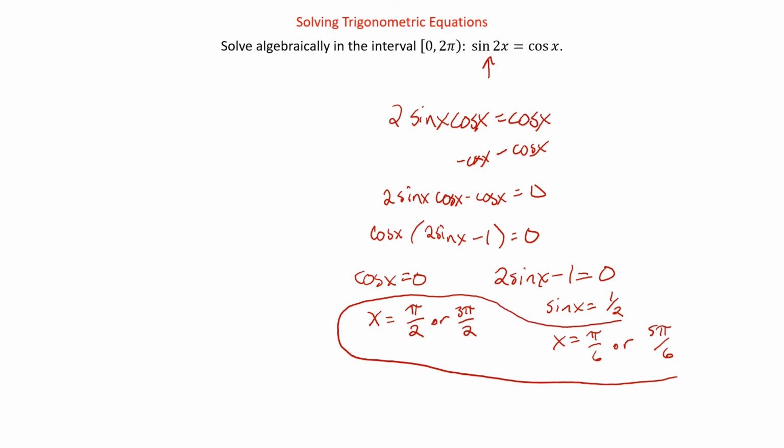It's always a good idea to check your answers using a graph. See if your answers make sense. You're not going to be able to get the exact values by looking at a graph, but you can graph it, and pi over 2, does it hit at about 1.5? Yeah, 3 pi over 2, does it hit at about 4.5? Pi over 6, does it hit at about 1/2? And 5 pi over 6, does it hit at about 2.5? So you can check that using your graph.